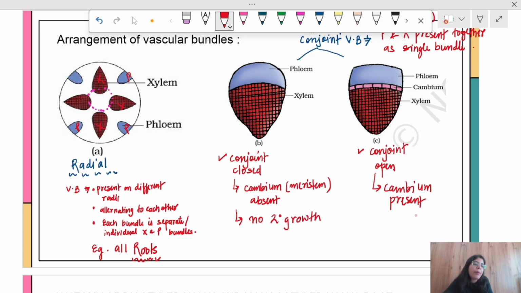Right? But here cambium is present, dividing cells are present. Cells will divide on both the sides. They will add new cells on both the sides. So what I will write? Here I will write secondary growth occurs.